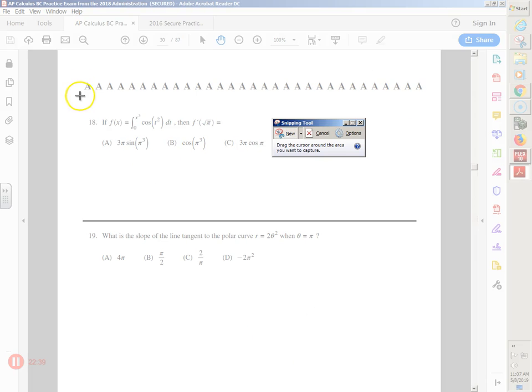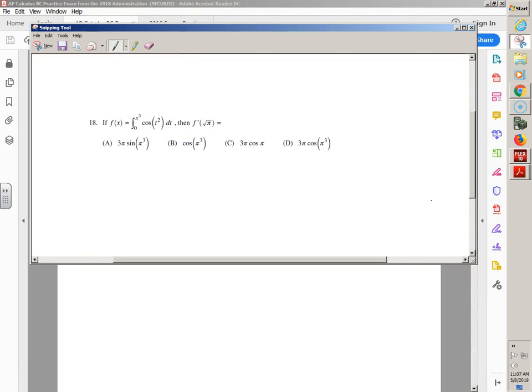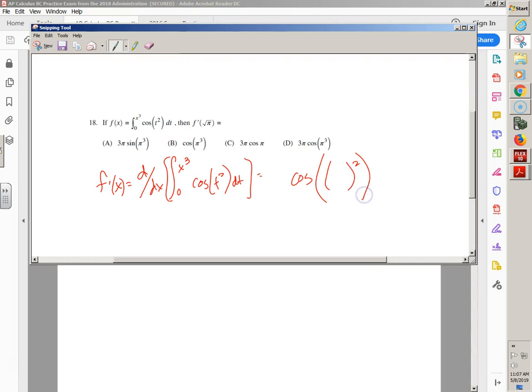Because as soon as I see f being an integral and an f prime, I know I need to derive said integral, so I'm going to say derivative of any integral from a to u is f of u times u prime.